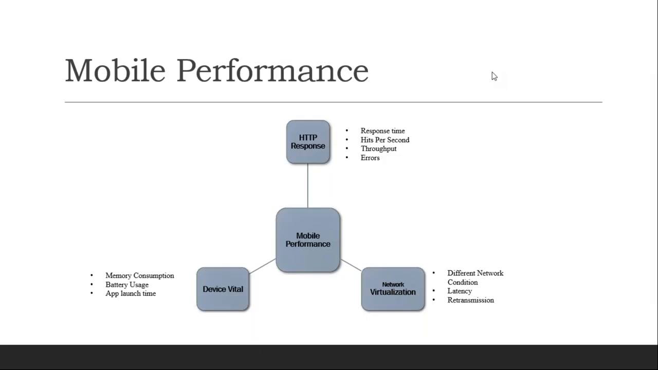Similarly, the next important one is device vitals. Device vitals are whatever things you measure on the device. On the device, what will you usually measure? The memory consumption: when you install an app, what is the consumption of that app with respect to memory? Or what is the battery usage? Or the app launch time? There are other metrics as well, but these are the key metrics people predominantly focus on.